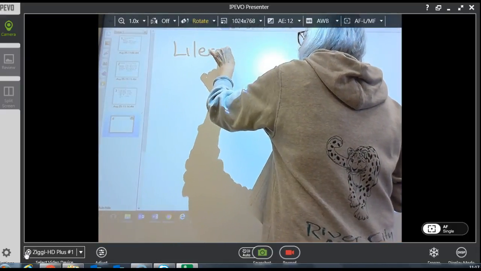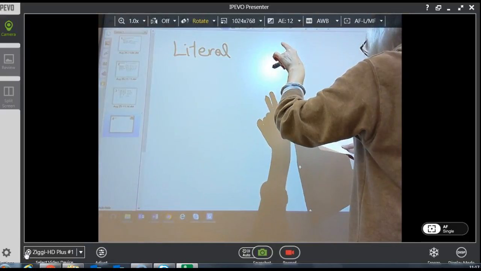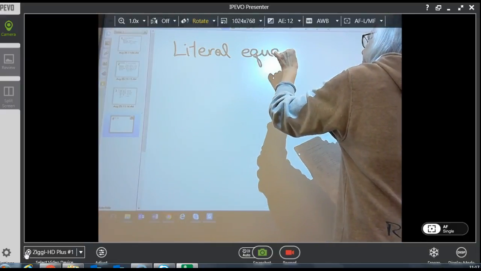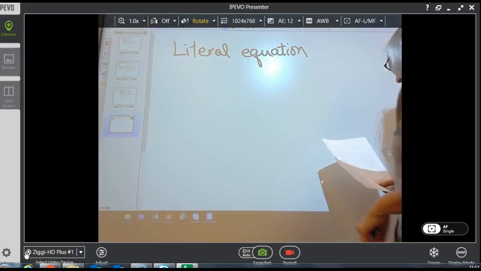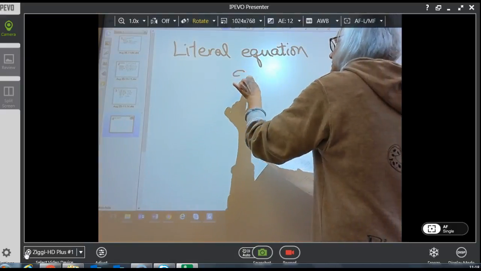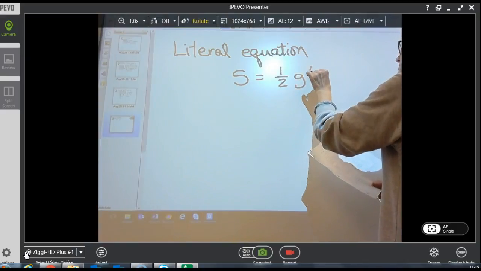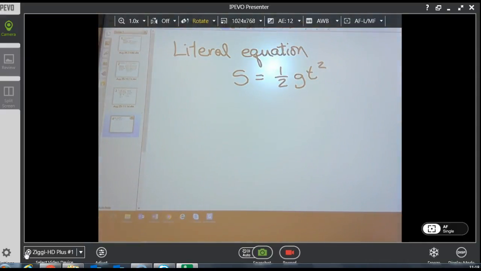When we have a literal, if I spell it right, L-I-T-E-R-A-L equation, that's where it's at least 2 different variables. So in other words, S equals 1/2 GT squared. And on these, they'll tell you what they want you to solve for. So we are going to solve for G.